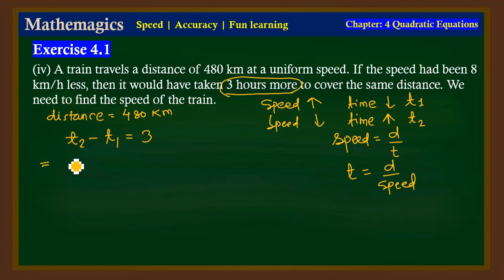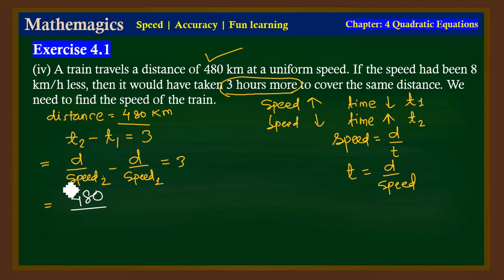So let us move forward. That is equal to time 2, that is equal to distance upon speed 2. It means time 2 minus time 1 is equal to distance upon speed 2 minus distance upon speed 1 is equal to 3. So dear friends, here the distance is already fixed, that is 480 kilometer, which I already have written. So here in place of the distance I am just going to put 480.